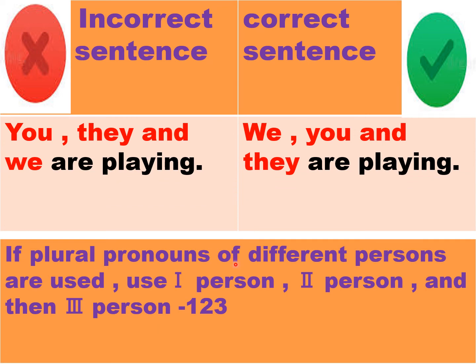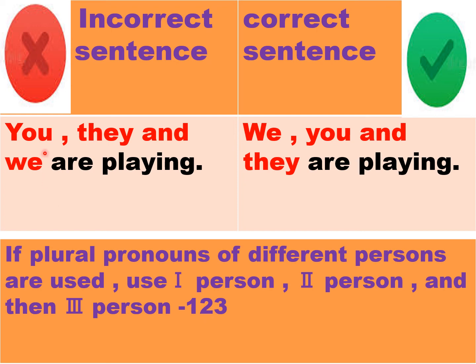If plural pronouns of different persons are used, use first person, second person, and then third person. 1, 2, 3 is the order. See a plural pronoun sentence. In the previous slide, we saw a singular pronoun sentence. In a singular pronoun sentence, the order must be 2, 3, 1. In a plural pronoun sentence, the order must be 1, 2, 3. First person, second person, and then third person.